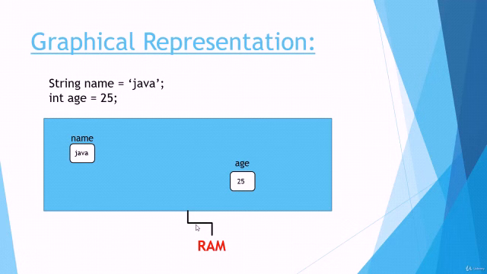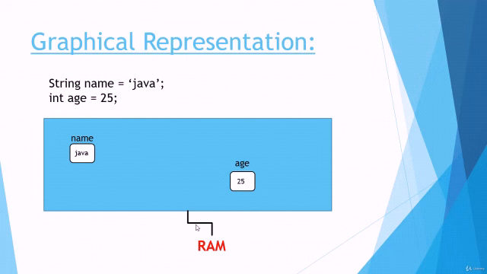You can see in the RAM the white box. The white box is the memory location in which Java is stored. And what is the name of this memory location? The name of this memory location is name, and this is what we call our variable. Now a variable is always stored in the RAM with some name, and with the help of that name we can access the variable and its value.